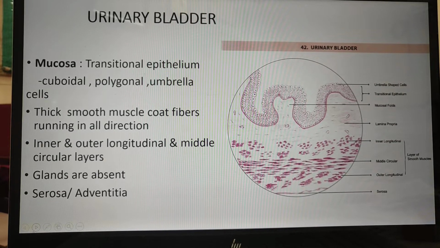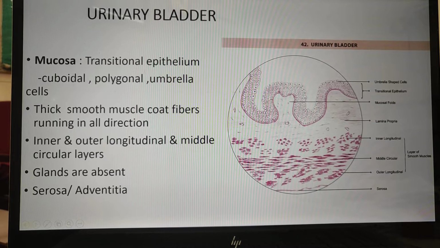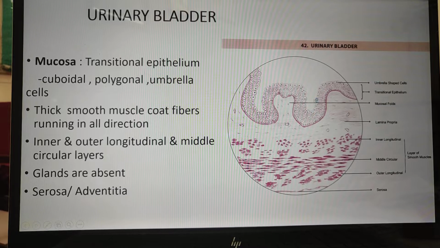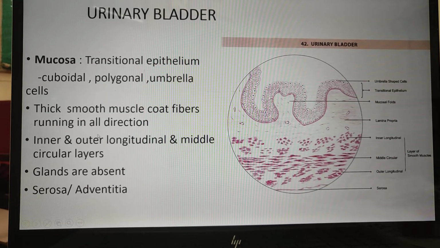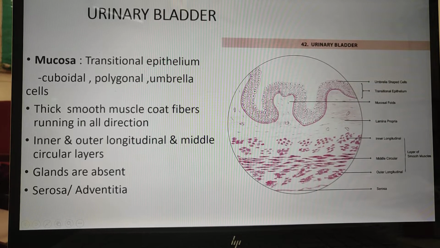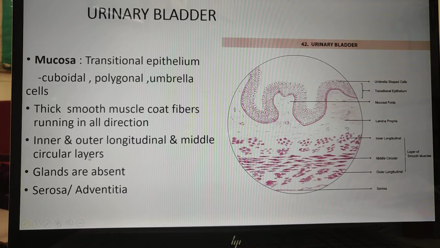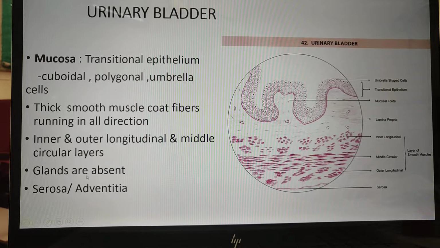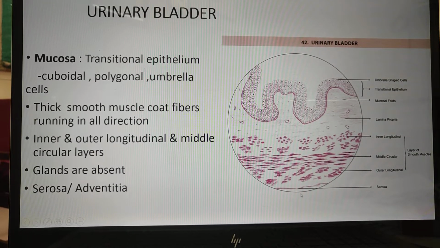Urinary bladder: the mucosa is lined by transitional epithelium, with cuboidal cells and umbrella-shaped cells. It has thick muscle, with fibers running in all directions. The fibers of the inner and outer muscle layers are longitudinal, and the middle layer is circular. There is absence of glands inside the urinary bladder, and the serosa or adventitia is the outer lining.